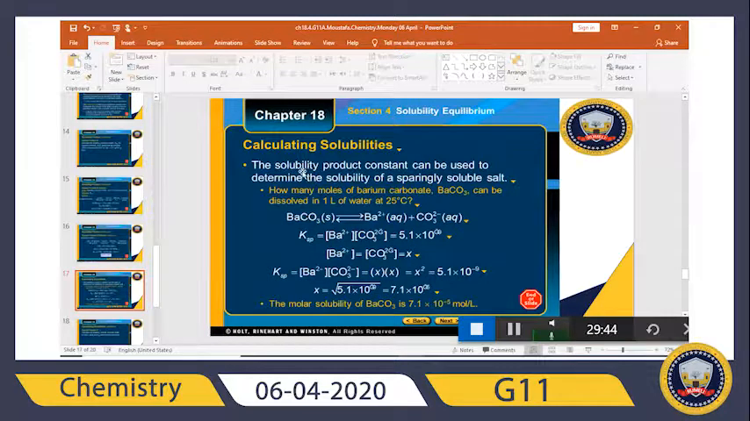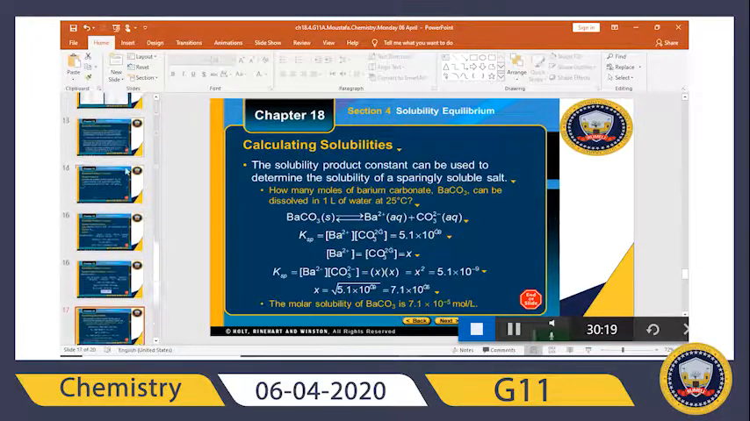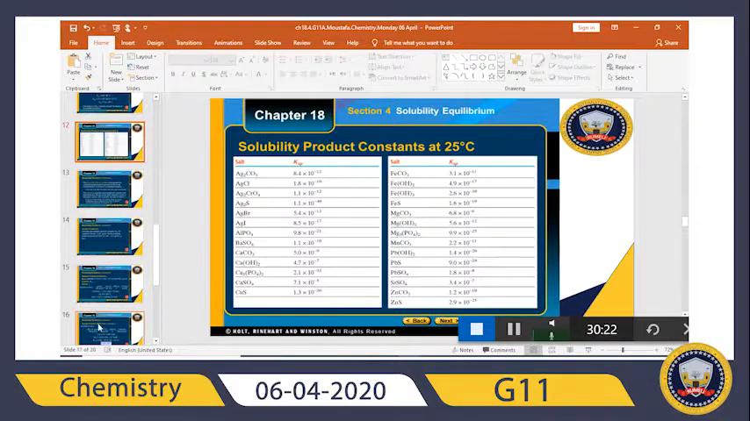Okay, by the same way, this is another example. But in this example we have a Ksp and we have to find the X. The solubility product constant can be used to determine the solubility of a slightly soluble salt. So you can get one of these parameters, and you have the Ksp. The Ksp the examiner can supply you from this table.